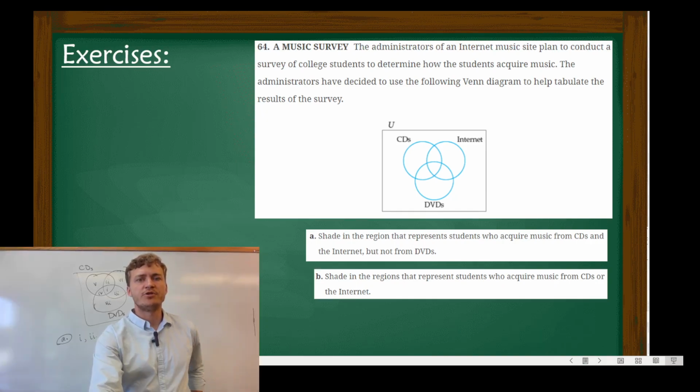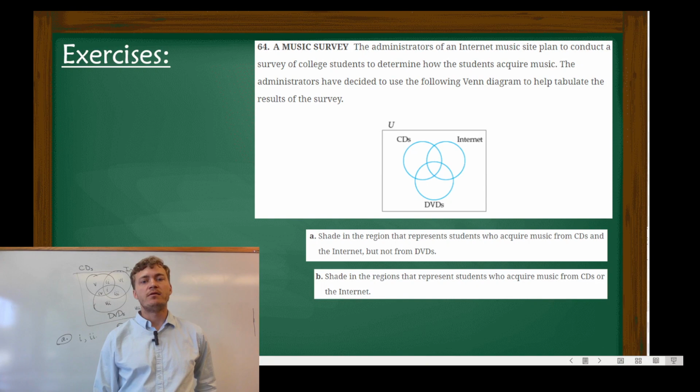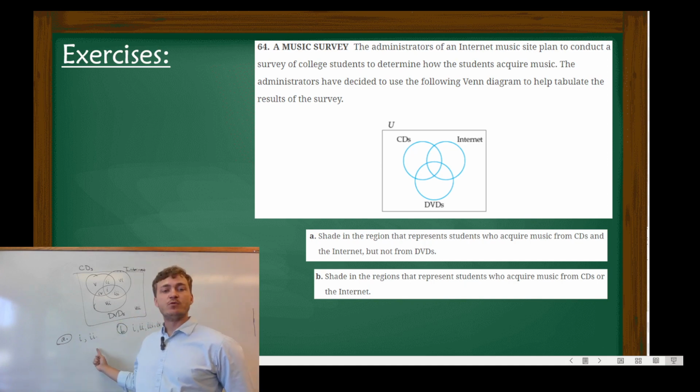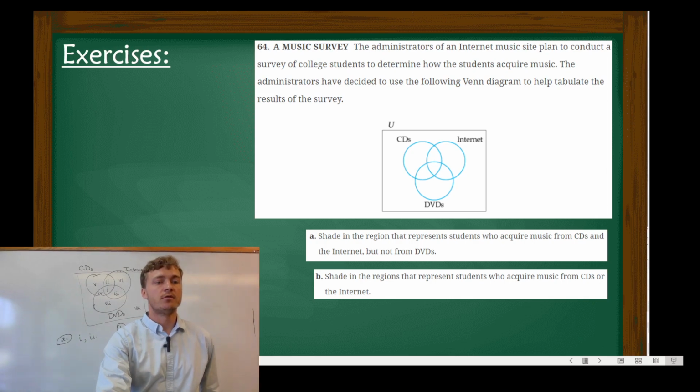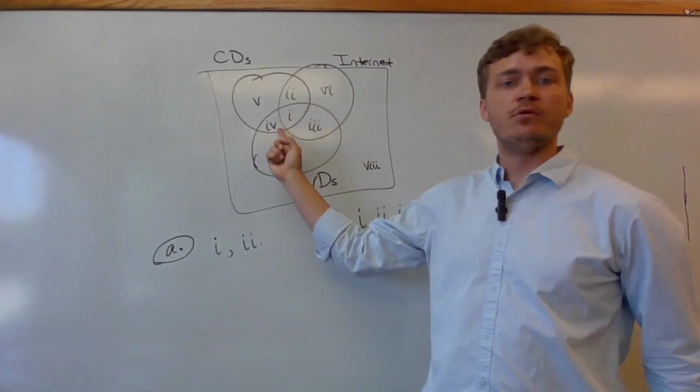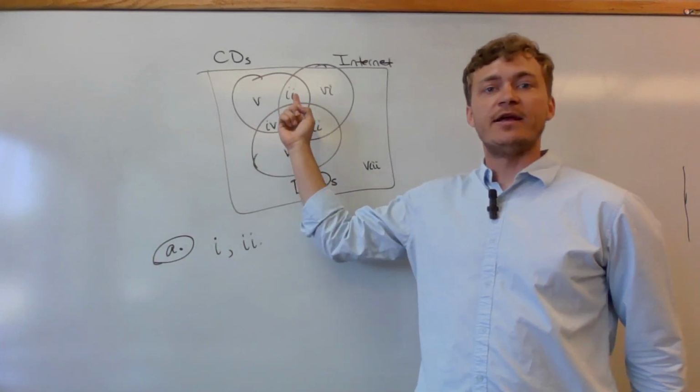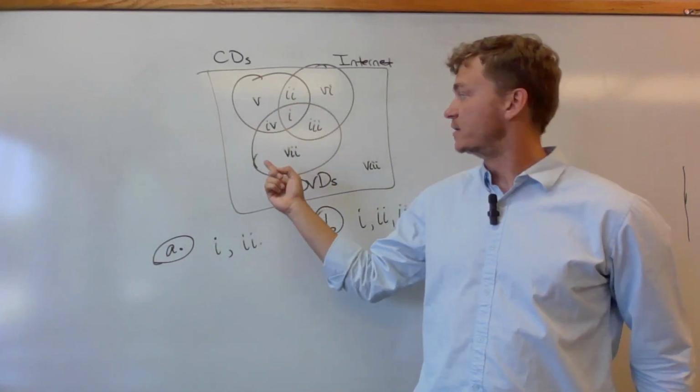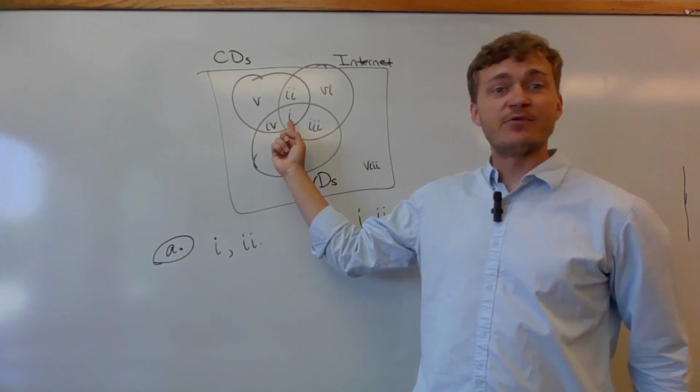If you look at part A, students who acquire music from CDs and the internet, so there's an intersection there, but not from DVDs. And if you think about that, if CDs was set A, internet was set B, and DVDs was set C, to say not DVDs, that's C complement. So this would be A intersect B intersect C complement. We would see that it would be occupied by regions 1 and 2. Going to the full screen here, regions 1 and 2 will be CDs and internet, but not DVDs. In this case, DVDs contains region 1, so let's take that out.